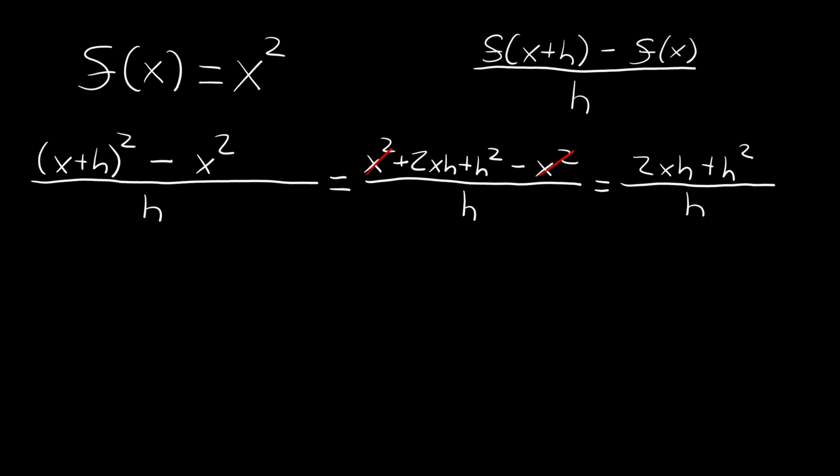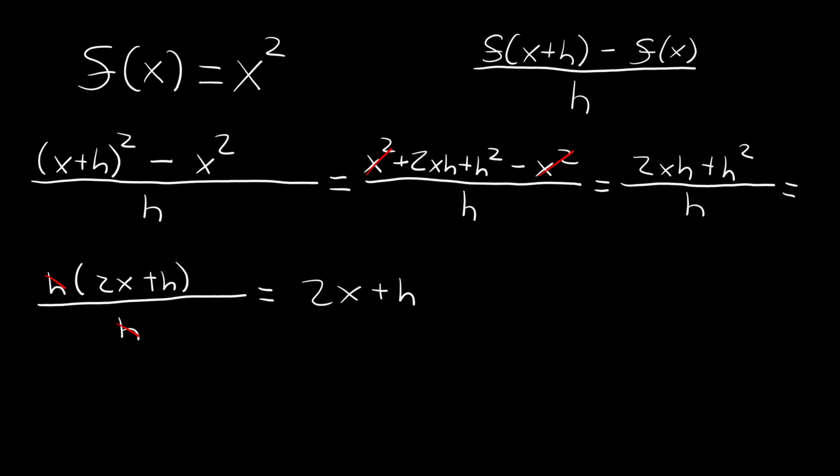Since both these terms have h, we can factor out the h, which will then be 2x plus h all over h. We can cancel these h's now, and we're left with 2x plus h, which is the answer.